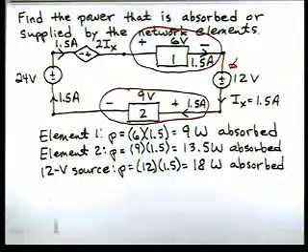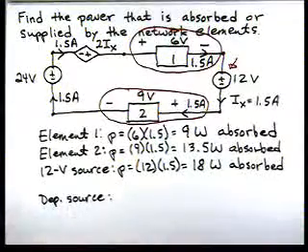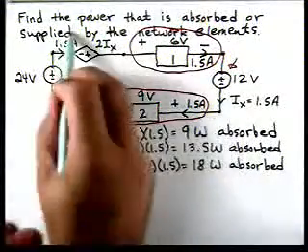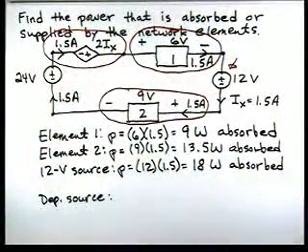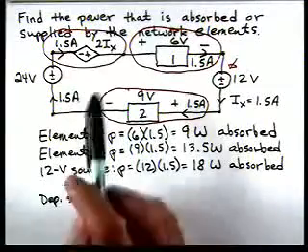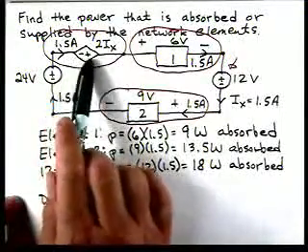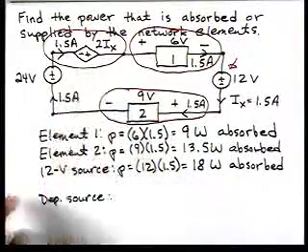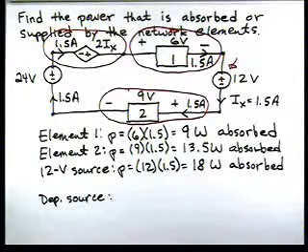Now, let's look at the dependent source. Okay, and the dependent source is here. First just checking the passive sign convention, this element does not satisfy the passive sign convention because current's entering the minus and coming out the plus. So since it doesn't satisfy the passive sign convention, when we take the product of V and I, that's going to be power supplied.